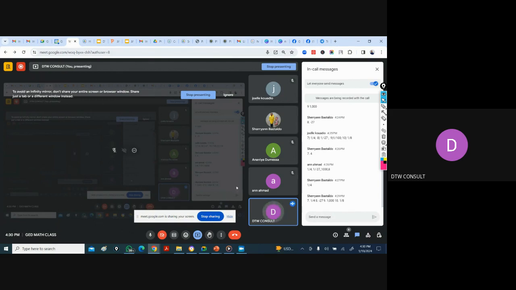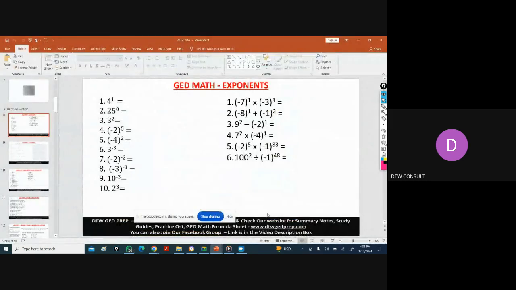Okay, let's do it all together. Everyone, your try was great, but let's do it together. Are you with me? Let's go. For this, the power is negative, so it will be 1 over negative 2 raised to the positive power. Do you see that? So we're going to have 1 over negative 2 times negative 2 times negative 2. And that will give us 1 over a positive 4. Correct. Great job, everyone.